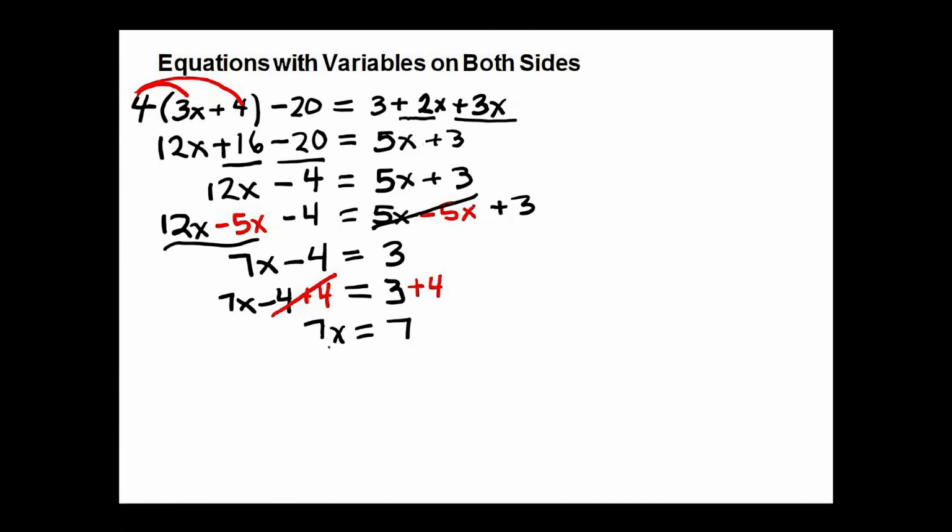And then go back on the side with your variable, and you're going to divide out your coefficient. So we're going to divide on both sides by 7, which will give us x equals 1.